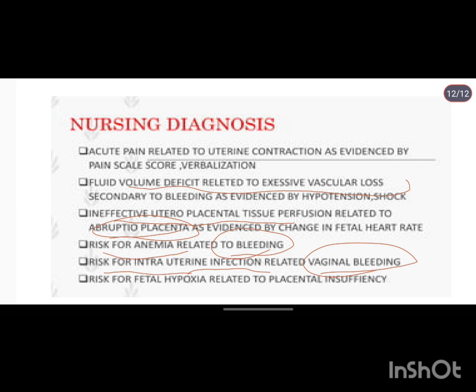And the last one is risk for fetal hypoxia. It is because when placental dysfunction occurs, the placenta is not able to provide oxygen supply to the fetus, resulting in fetal hypoxia. So these are the nursing diagnoses that can be formed for placental abruption.